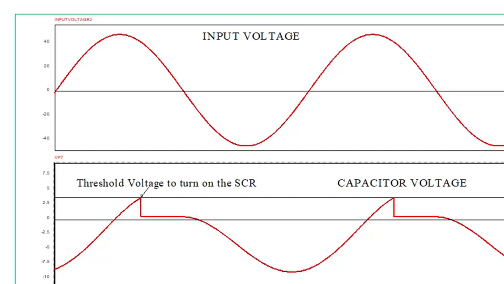After that, the capacitor will charge again in the negative half cycle and it will lag the supply voltage by a certain angle, and when the capacitor voltage again reaches the minimum threshold value, the thyristor will be on. This cycle will repeat. So two important points you can conclude from here: first, the capacitor voltage is lagging the supply voltage, and second, as soon as the capacitor voltage reaches the minimum gate to cathode voltage required to turn on the SCR, the thyristor will be on.